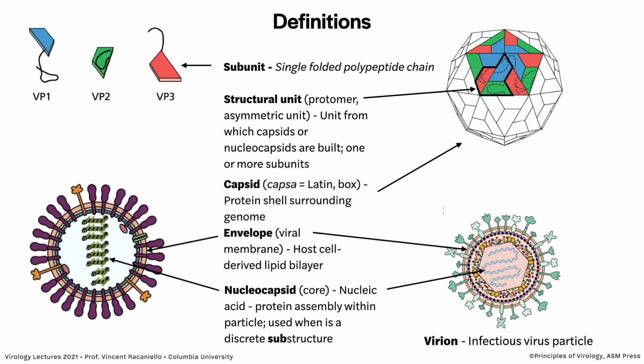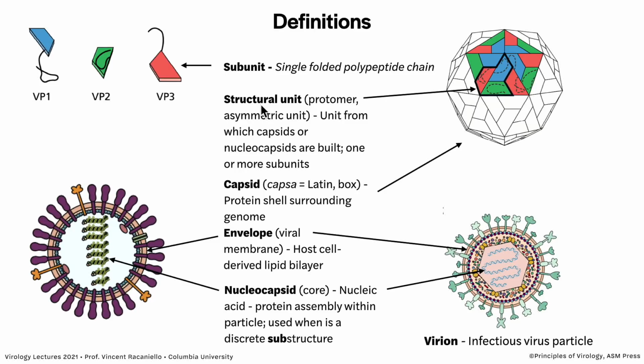Now, before we go any further, we have to make some definitions, of course, because I will say terms that you've never heard of before. So here they are in terms of structure. First, subunit. I will say subunit, and what I mean is a single folded polypeptide chain. So here are 3 single-folded polypeptide chains, and the nomenclature is typical: VP, virion protein 1, 2, and 3, for example. Each of these is a single polypeptide that goes to build the virus particle. So that's what a subunit is.